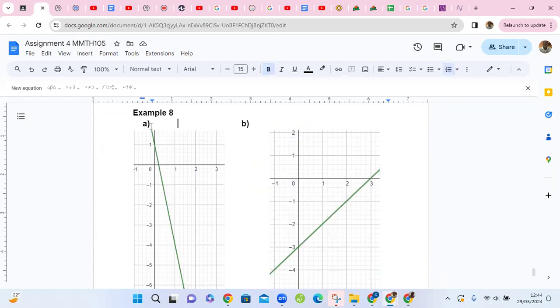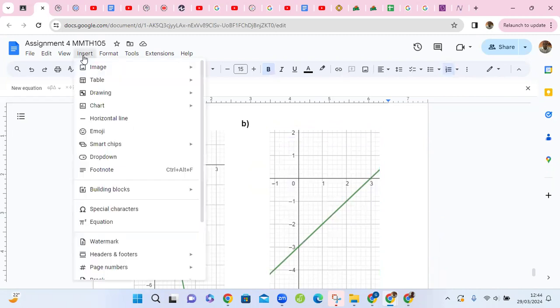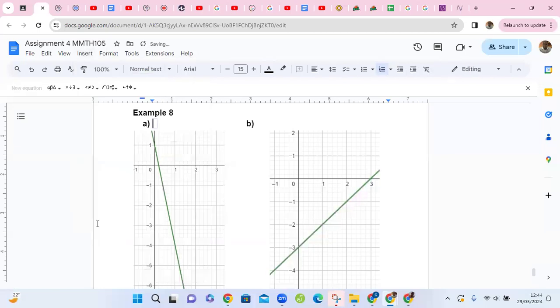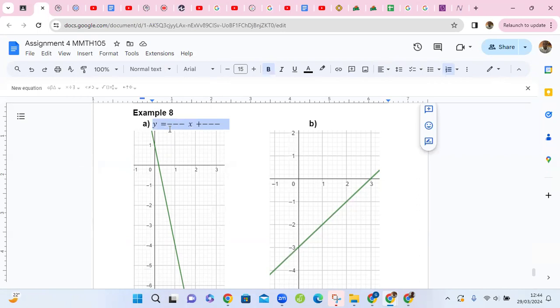Now, we just have to remind each other that the equation of a straight line must have the dependent variable, which is y. The gradient will come here. x is the independent variable, plus the y-intercept. So once we get the gradient and the y-intercept, the equation is complete.